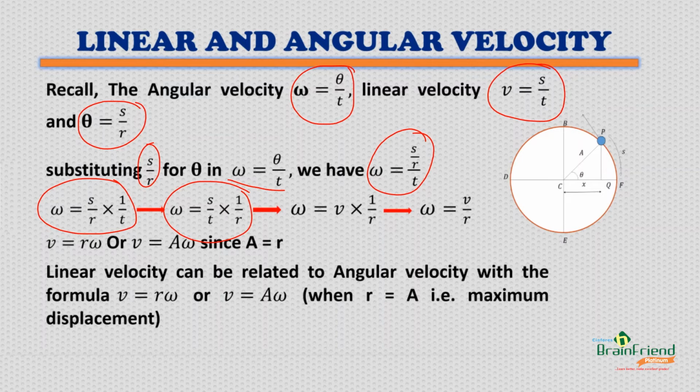Having done this, recall that v is equal to x over t. Therefore, substituting v for x over t here, we have omega is equal to v times 1 over r. This further gives us omega is equal to v over r. When we make v the subject of the formula, v is equal to r omega, or v equal to a omega. Remember that our radius from the diagram is represented with a. Having solved this, linear velocity can be related to angular velocity by the formula v equal to r omega, or v equal to a omega.